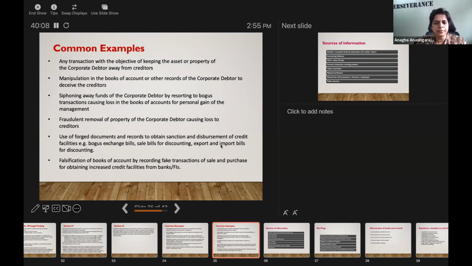15 minutes good? Sure, ma'am. Yeah, so if we can assemble at 3:10 and continue with the rest of the things. Thank you very much.